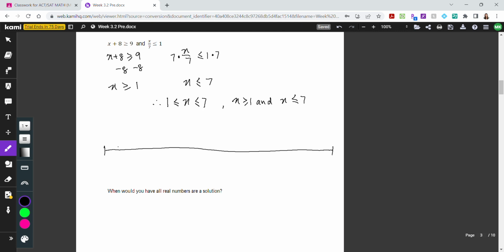Again, bear with me as I draw this beautiful number line.